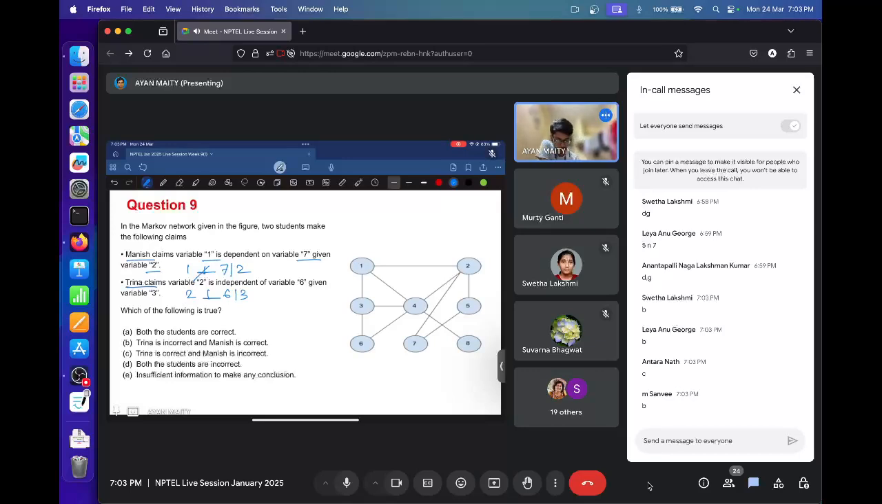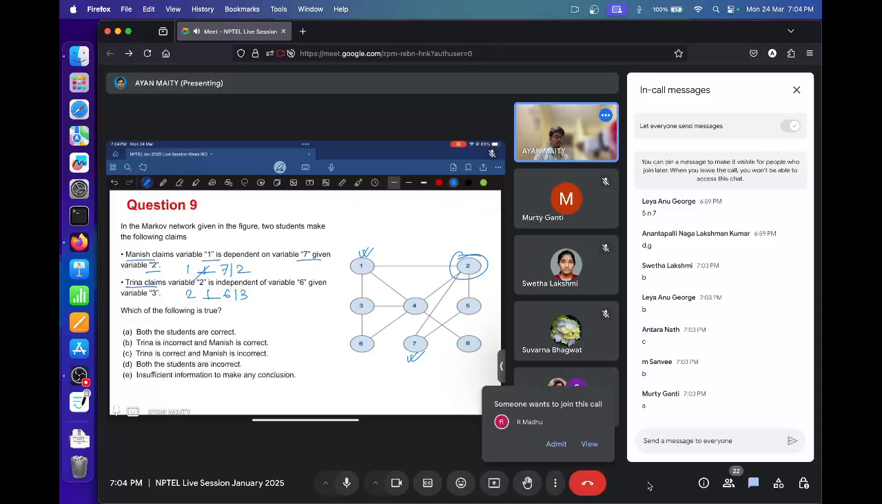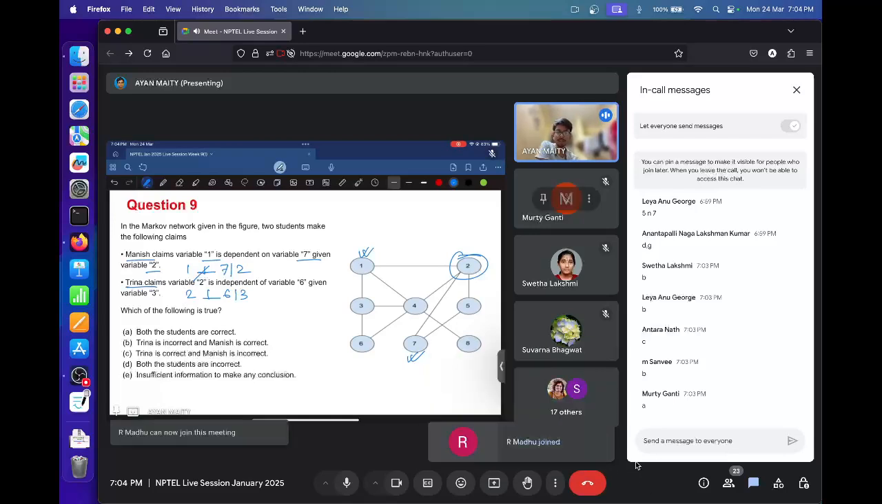So for the first claim, we have to check the independence between 1 and 7 given 2. This node 2 is given, and now we have to check whether 1 is independent of 7 or not. So for undirected graphs or Markov networks, we just have to check whether all the paths between 1 and 7 go through 2 or not. 2 would block those paths.